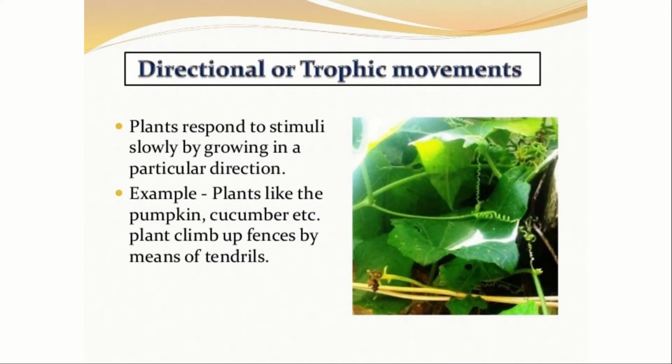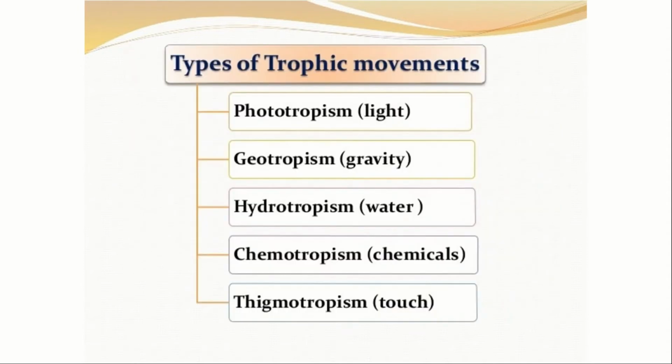Directional or tropic movements. These movements can depend on many factors like sunlight, gravity, chemicals, etc. Plants respond to stimuli slowly by growing in a particular direction. Example, plants like pumpkin and cucumber climb up fences by means of tendrils. We know that the tendrils always go on to hold a support, and they circle the whole tree or the branch or any support. So these are tropic movements.